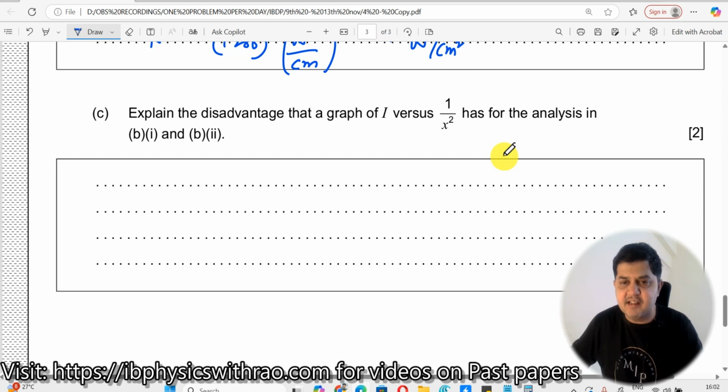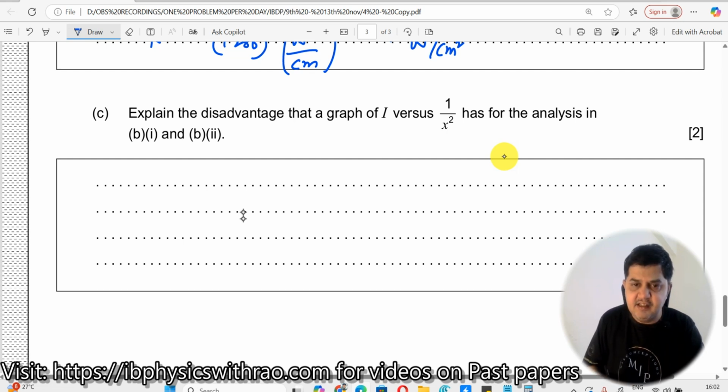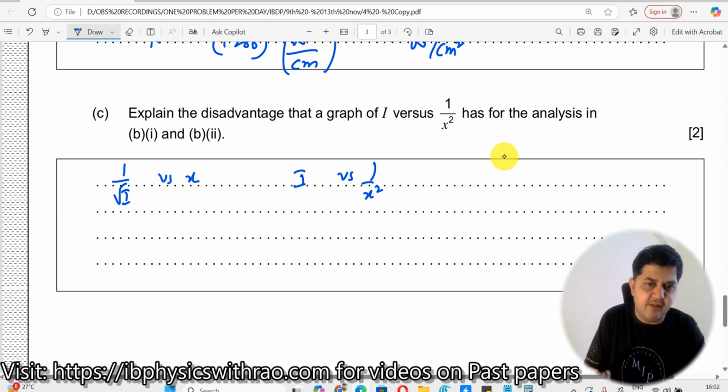Explain the advantages that a graph of I versus 1 by x square has for the analysis of B1 and B. Now what he says is that in the previous one you had plotted a graph of 1 by root I versus x. Now instead of doing this, if I plot a graph of I versus 1 by x square, what is the merit of it, what is the demerit of it, what is the disadvantage of it? That's the question over here. Basically it is asking you about the disadvantage.